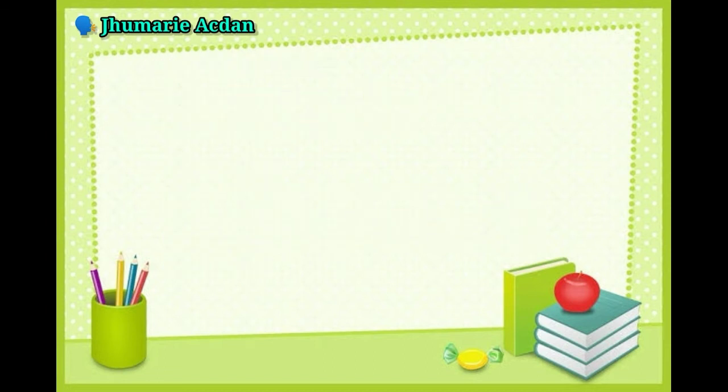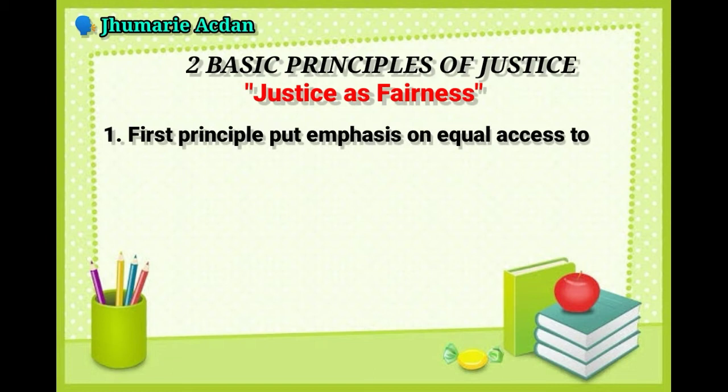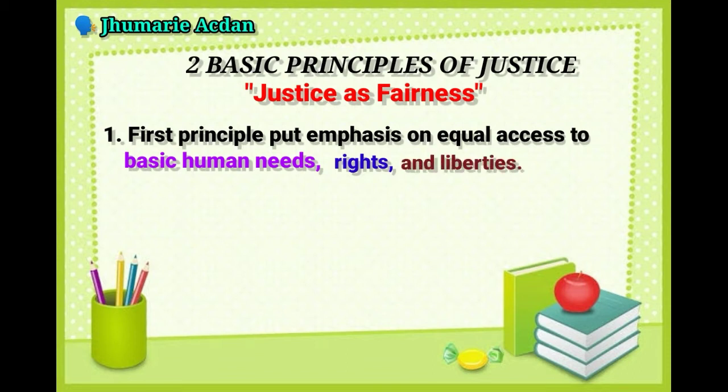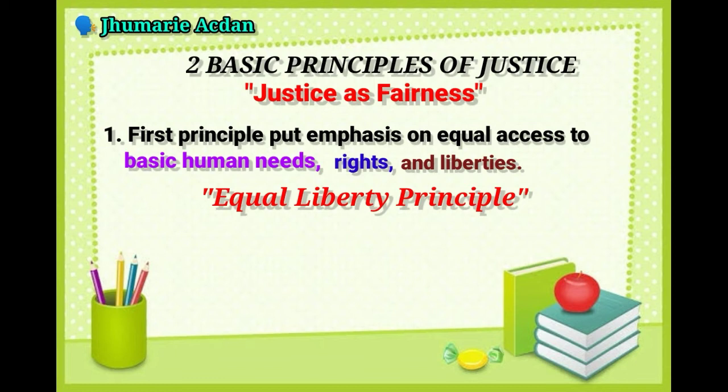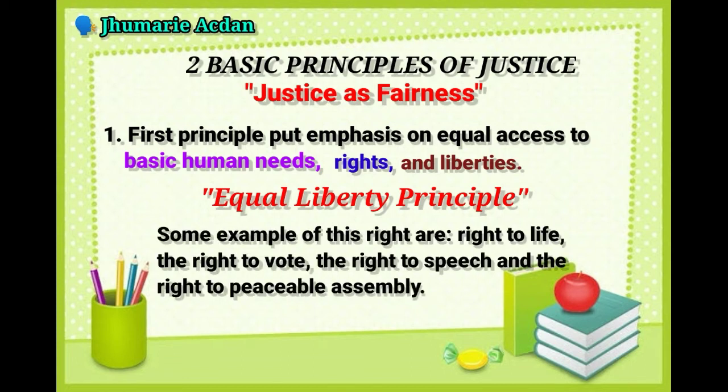With those implications, Rawls comes up with two basic principles of justice. These two basic principles of justice are expressions of what Rawls calls justice as fairness. The first principle puts emphasis on equal access to basic human needs, rights, and liberties. Rawls called this the equal liberty principle. This principle guarantees the right of each person to the most extensive basic liberty. Some examples of this right are the right to life, the right to vote, the right to speech, and the right to peaceable assembly.